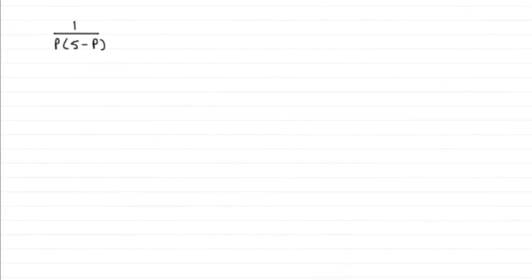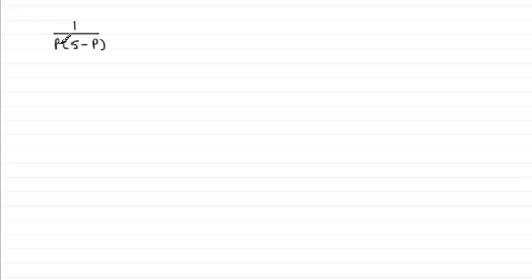Now for this question we're asked to express 1 over p times 5 minus p in partial fractions. So I'm assuming that you're familiar with partial fractions. If not, there's plenty of tutorials on my website on this. But what we've got here is two linear factors in the denominator.